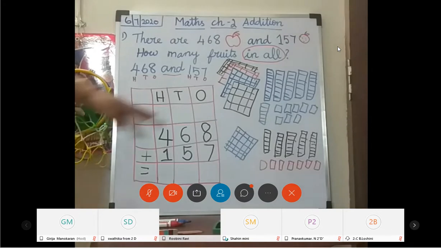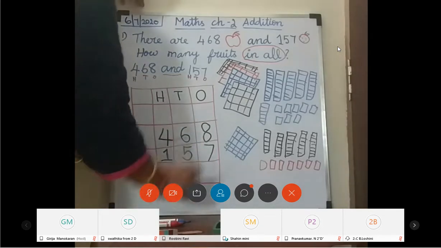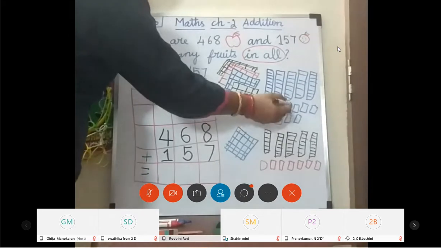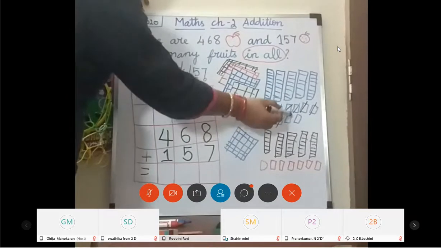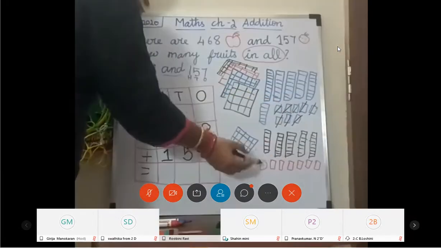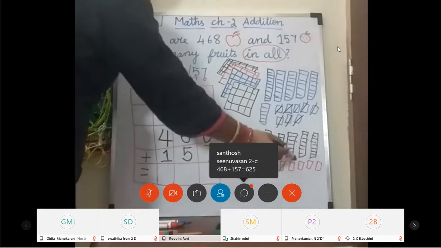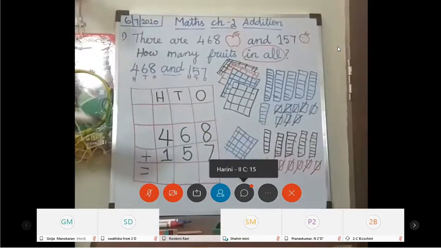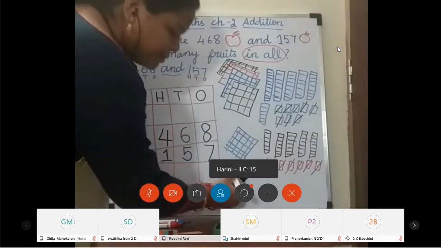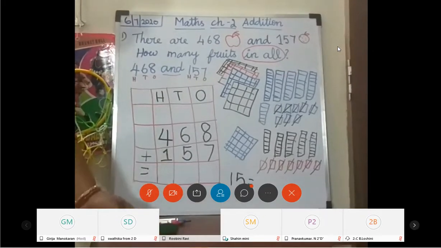Now, count with me. First, we have to calculate the ones row. Count with me: 1, 2, 3, 4, 5, 6, 7, 8, 9, 10, 11, 12, 13, 14, 15. How many ones are there? 15 ones.